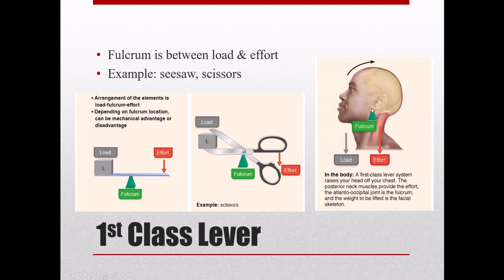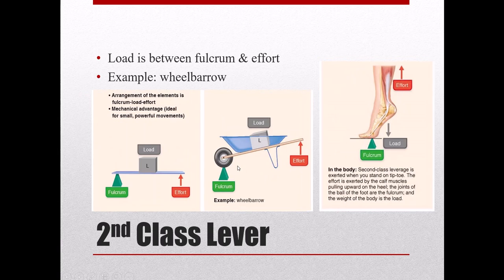A really good example in the body is the muscles that allow you to raise your head. The fulcrum here is, of course, this pivot joint, or the atlanto-occipital joint, excuse me. So we've got a little condylar joint here, that's our fulcrum. The effort is the sternocleidomastoid muscle, and the load is essentially the weight of the head. So the effort is applied that moves the load against the fulcrum, and that is a first-class lever. Second-class levers are what you have been using anytime you have ever used a wheelbarrow.